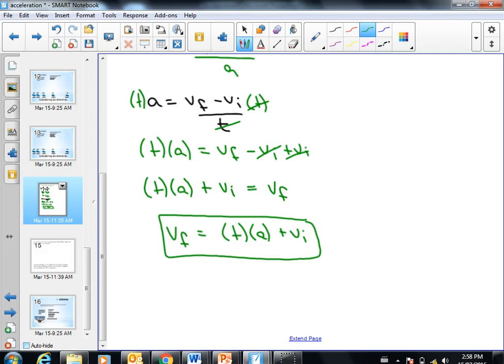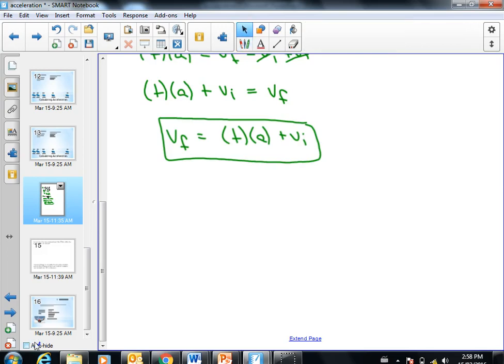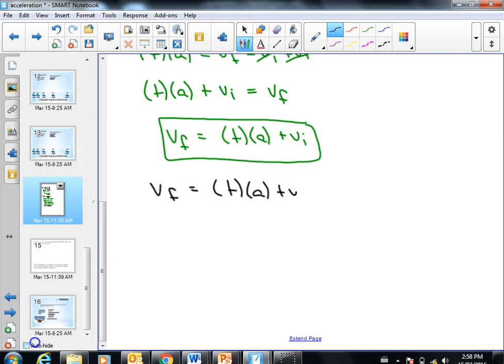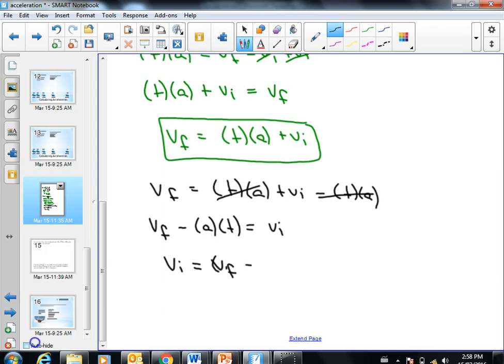Now I may also need to find VI. So if I use this last one, VF equals T A plus VI, I can easily just subtract this part from both sides. And then, easy peasy, I have VI, which I forgot to write in green. VF minus AT. That's a little bit messy, but I think you can figure it out. So that's how we rearrange the equation. We put the square around it for our different variables.